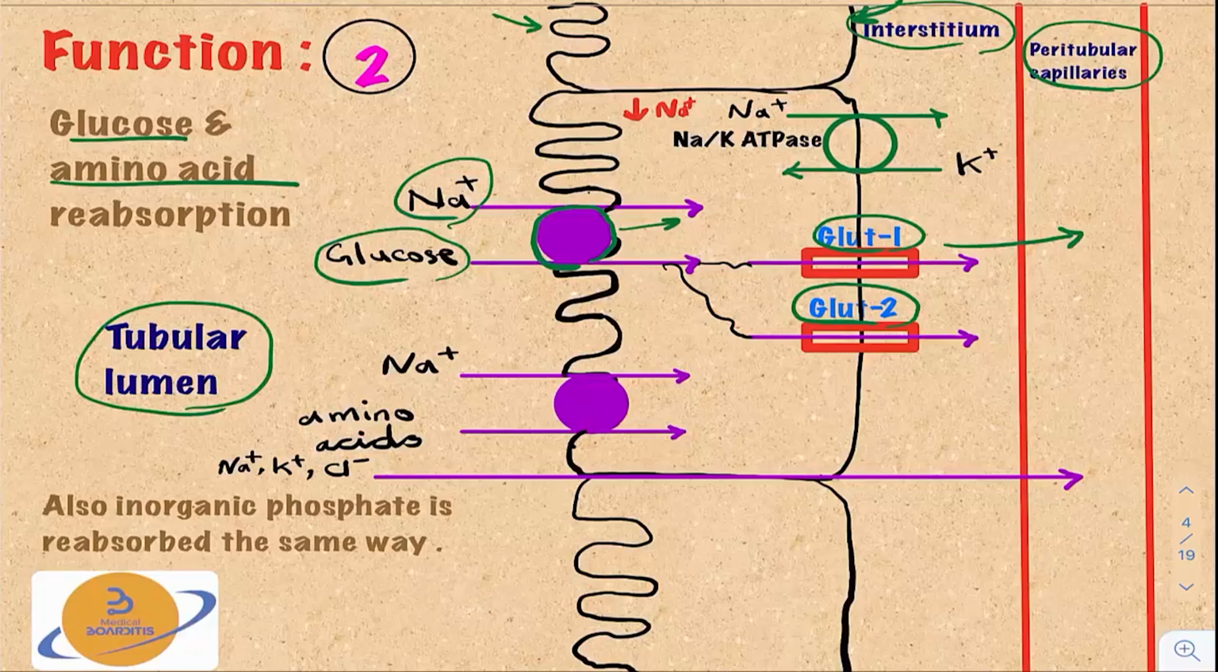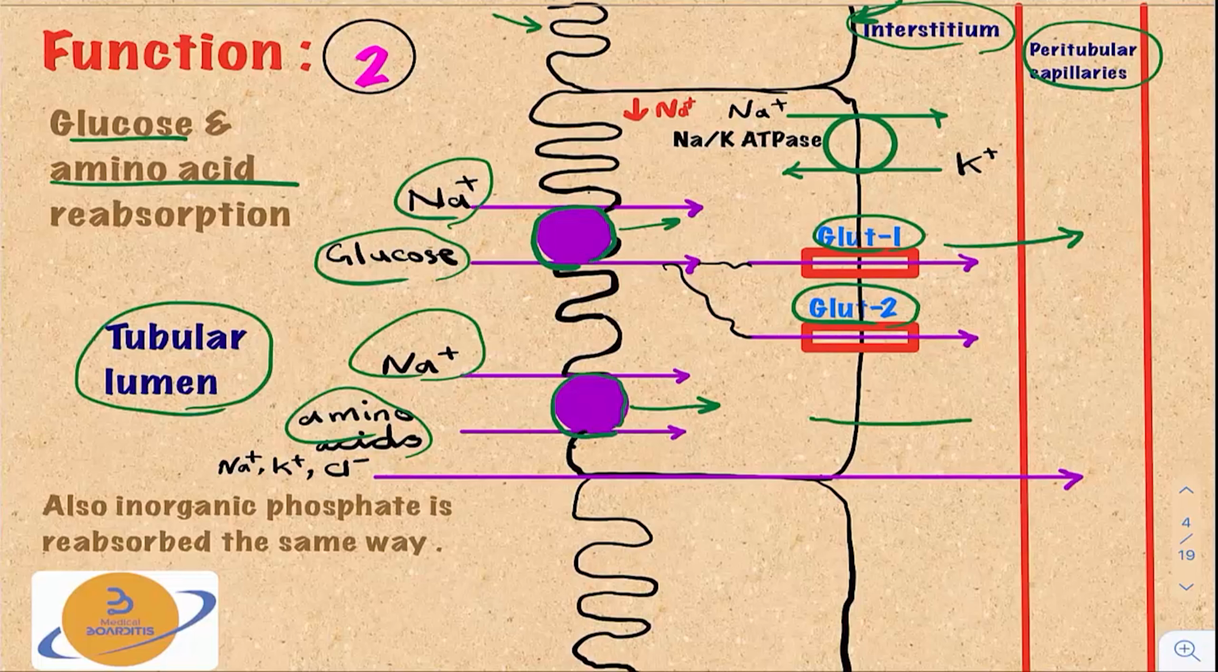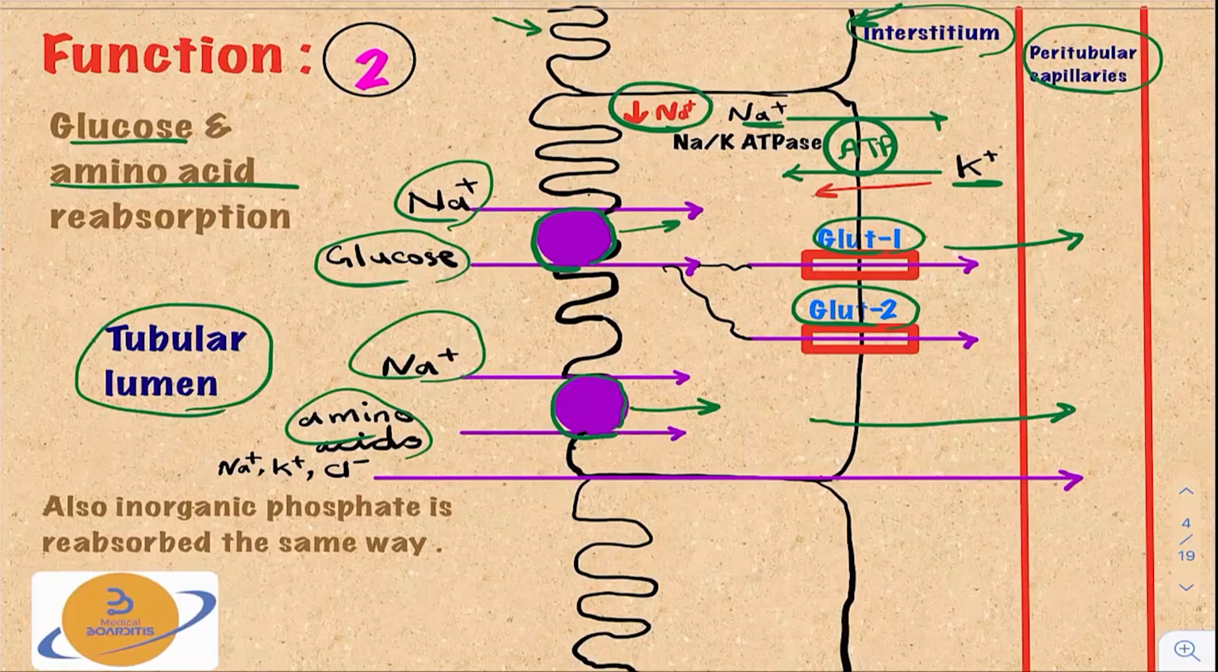Amino acid reabsorption happens in the same exact way as glucose. So through the sodium amino acid cotransporter or symporter, the sodium and amino acid will move into the inside of the brush border cells, and then the amino acids through transporters will move back into the blood. In order to maintain this function, we need to maintain low intracellular sodium again, and this is again the function of the sodium potassium ATPase that requires ATP to pump sodium outside of the cell and potassium inside of the cell. Also, inorganic phosphate becomes reabsorbed in the same way as glucose and amino acids.